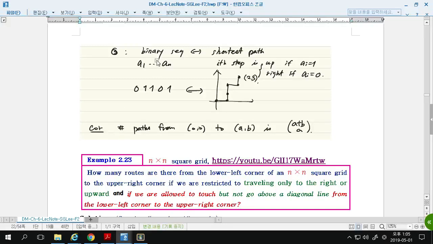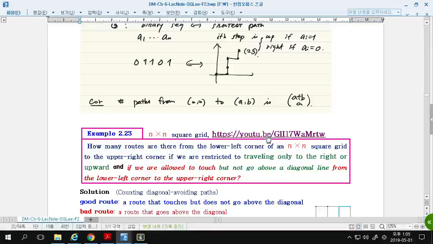So the corollary of this observation is that the number of paths from (0,0) to (A,B) is always what? A plus B choose A. Let's see. Here in this case, 5 choose 2, isn't it? So 5 choose 3. Basically, they are the same. A plus B choose A, or A plus B choose B.